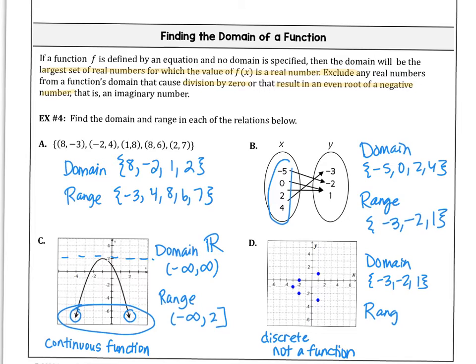The range would be your y's, and that would be -1, 0, -2, 1, and -3. And I didn't put them in any particular order. I kind of went left to right here and looked at what the y values were for each one of those.